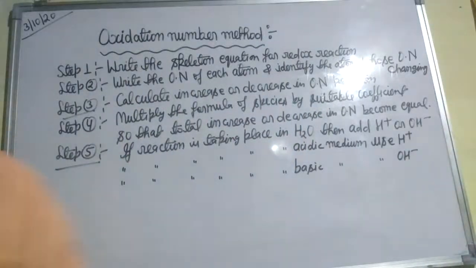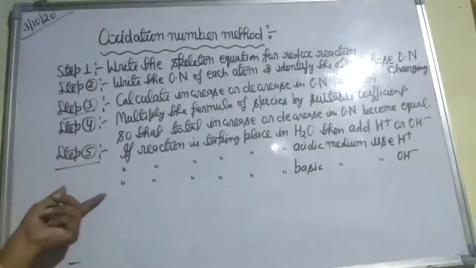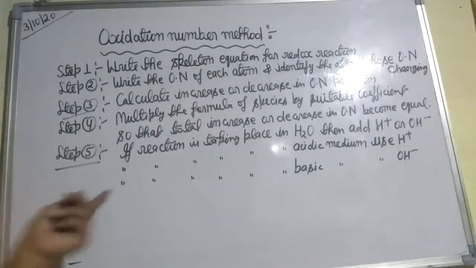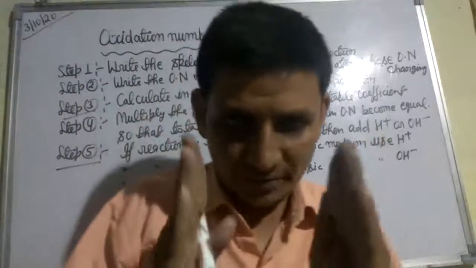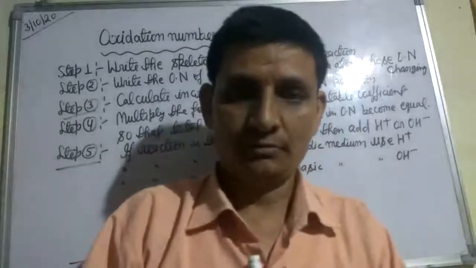After this, step 6 and last: make the number of hydrogen atoms equal on both sides by adding water molecules.